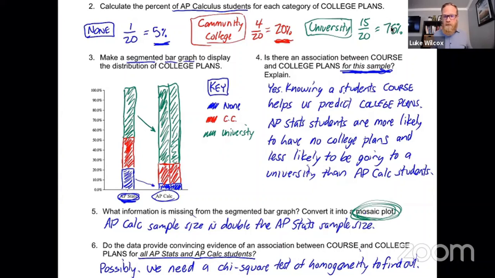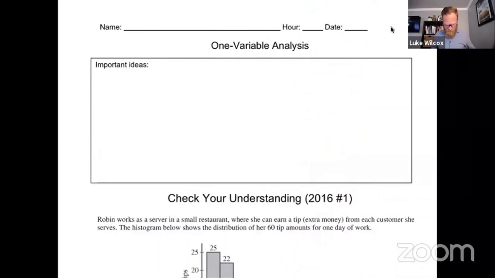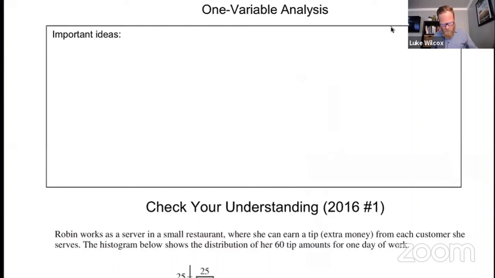Okay, so let's see if we can summarize the learning that we had here. So go to the next page where we have our important ideas. And this is where we're going to go back to the 3 learning targets that I started with at the beginning of the lesson. So the first learning target was everything to do with quantitative variables. So let's start there.